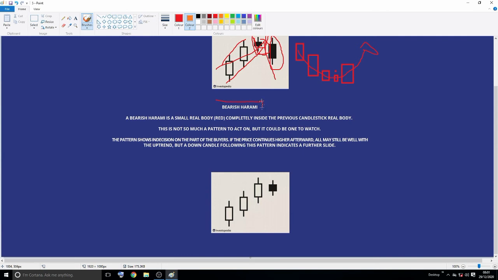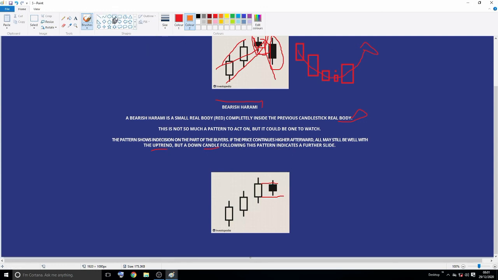Let's talk about the bearish harami. A bearish harami is a small real body completely inside the previous candlestick body. Completely inside, as you can see, it's inside. This is not so much a pattern to act on, but it could be one to watch. The pattern shows indecision on the part of buyers. If the price continues higher afterward, it may still be well within the uptrend. A down candlestick following this pattern indicates a further slide.